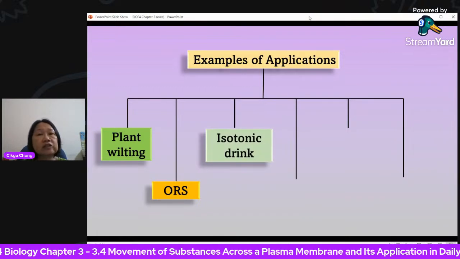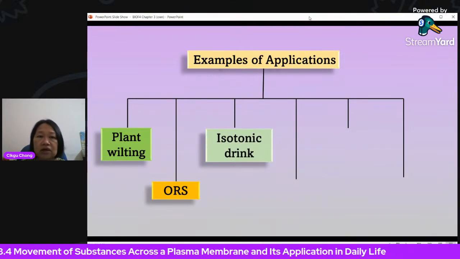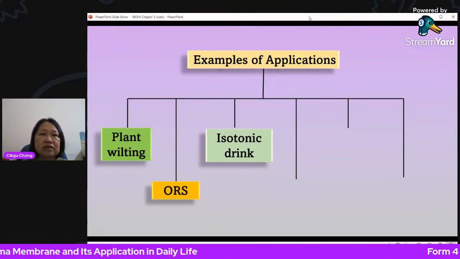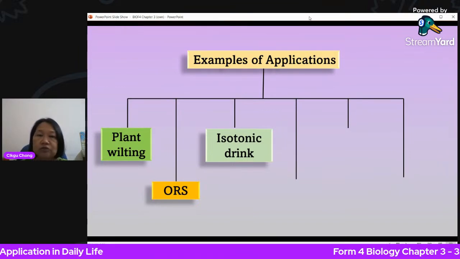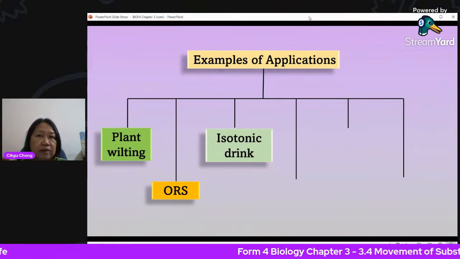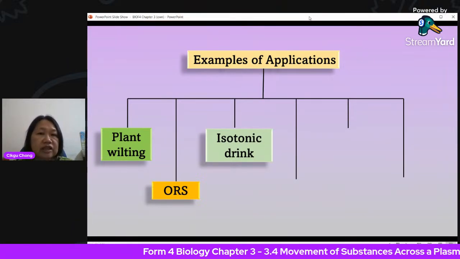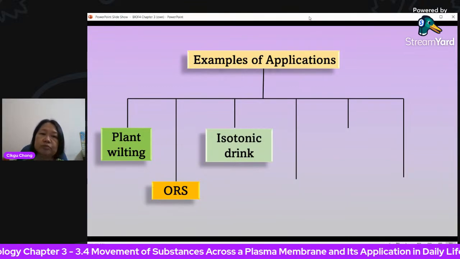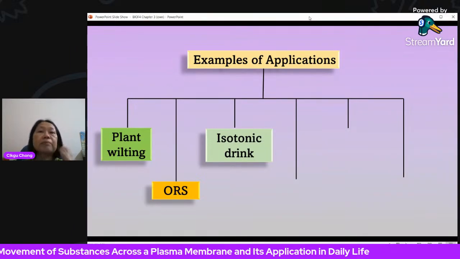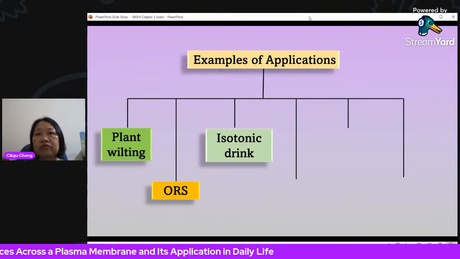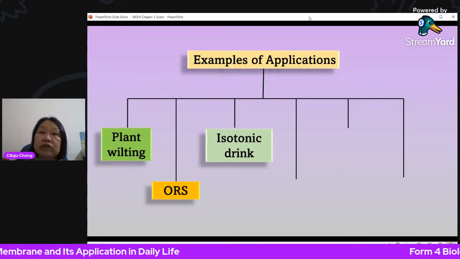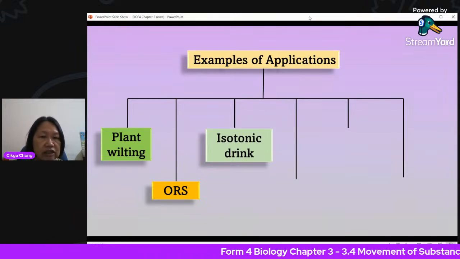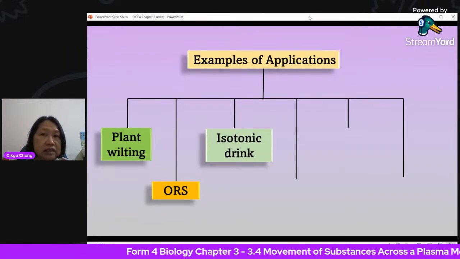Next example is isotonic drink. I'm sure many of you drink isotonic drinks because they are very refreshing, especially when it's cold and after a heavy and strenuous activity. We love to drink an isotonic drink like 100 plus and so on. 100 plus is a brand name actually. If you want to talk about the type of substance you're drinking, it should be isotonic drink. There are other brands like Gatorade, Lucozade, and Revive, which is also an isotonic drink. So you should use the proper term. The drink is called isotonic drink, not 100 plus. 100 plus is a brand.